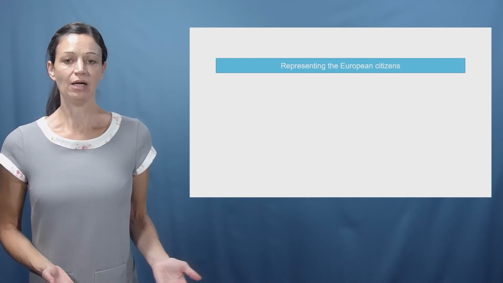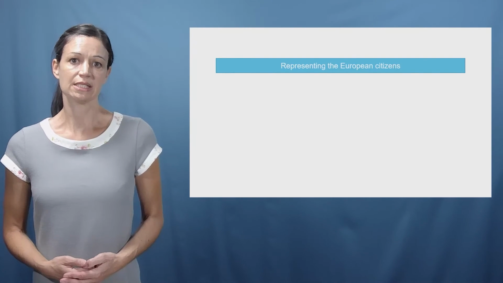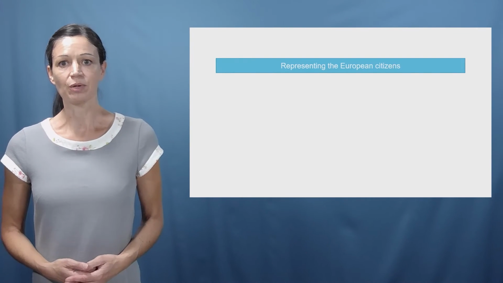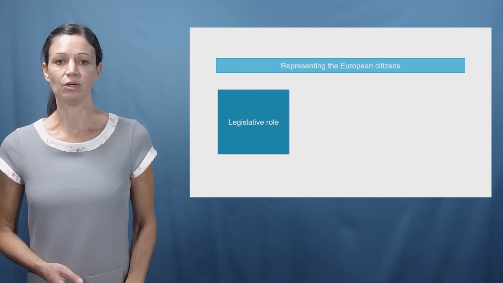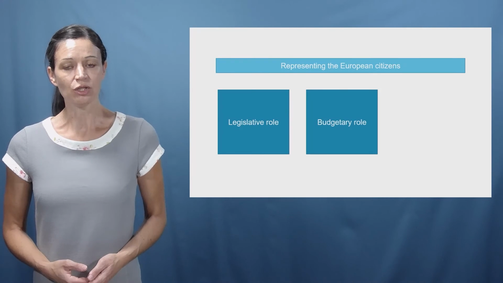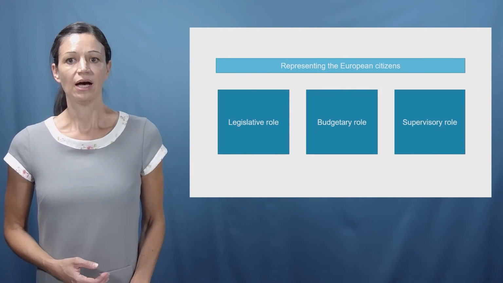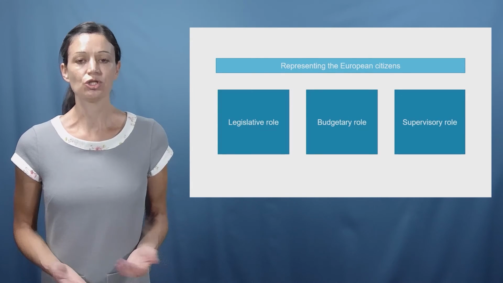The European Parliament has different roles. It directly represents the European citizens in European decision-making processes. It also is a co-legislator on many EU laws. It has an influence on the adoption of the EU budget, and it checks whether some of the other EU institutions do their job correctly.